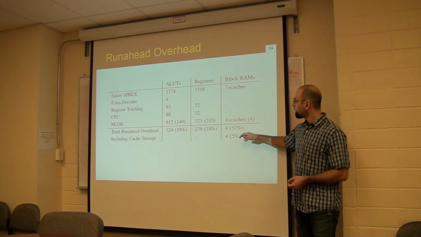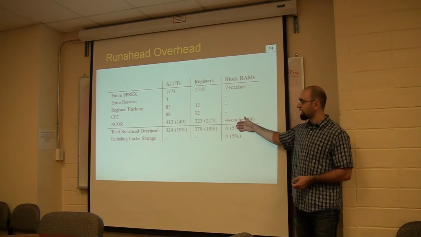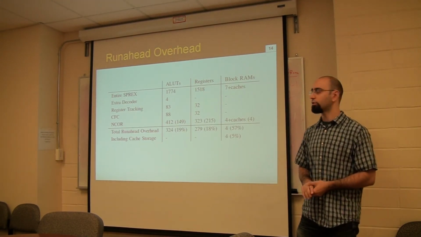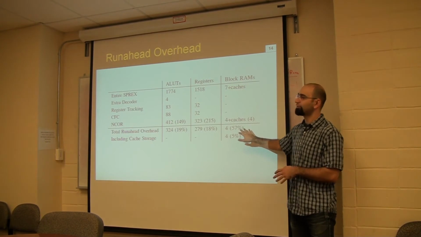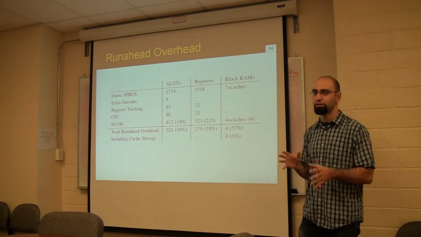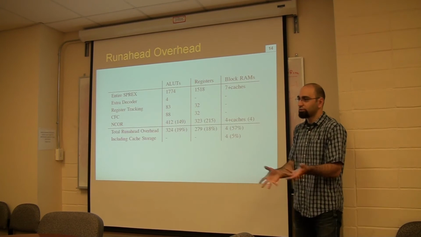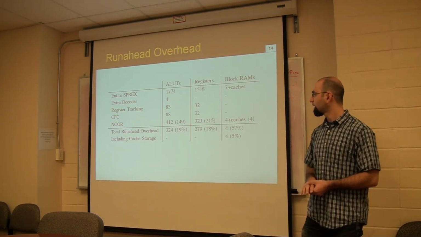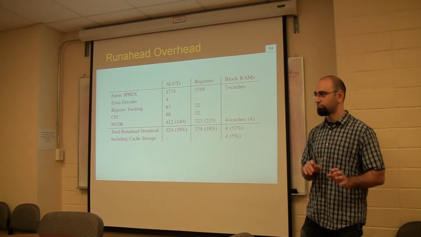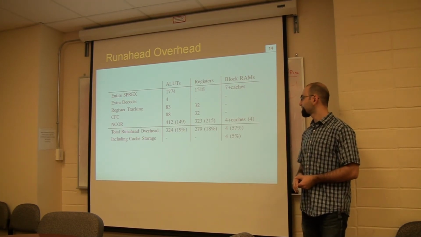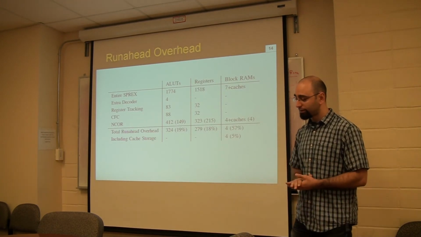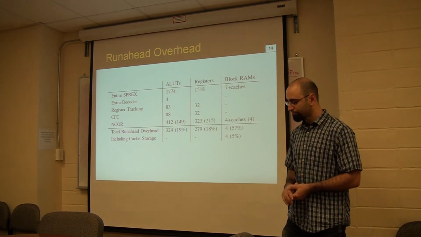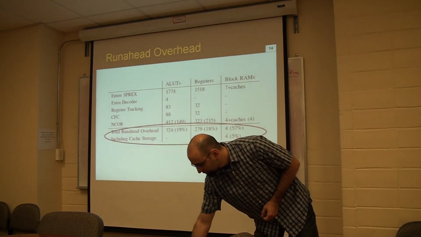Considering the block RAMs for cache, we impose only 5% block RAM overhead. If we don't consider caches, that looks high, about 57%, but that's not a fair comparison, because the cache is in the processor too. If you wanted to replicate the entire processor, you would need those caches too. And without the cache, the whole Runahead doesn't really work out. So overhead-wise, area-wise, it's actually really good. Now I'll show how it actually performs.